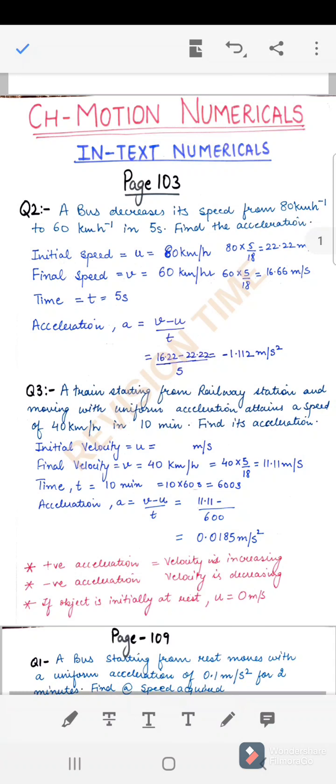So as we have completed with chapter motion, now we will discuss the numericals. Today I will be covering the in-text numericals.